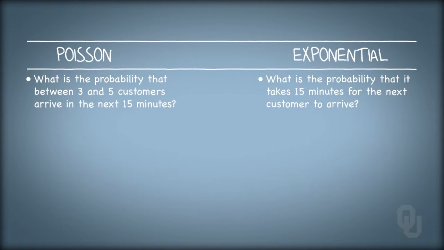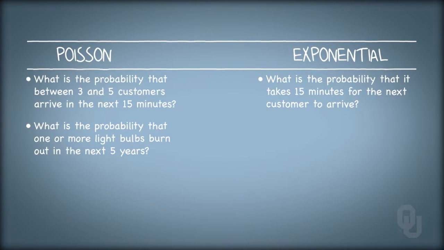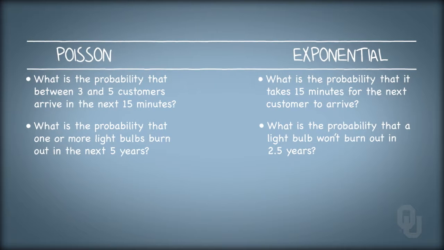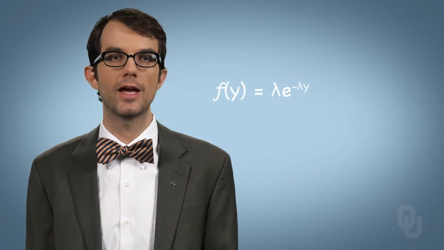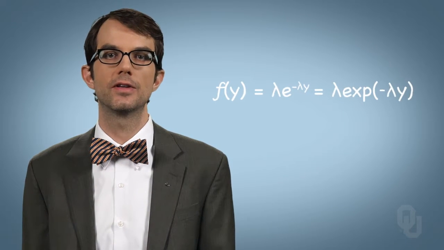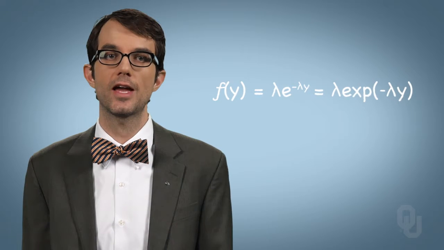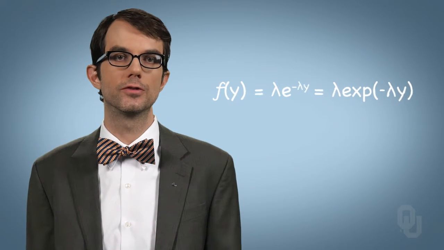A Poisson distributed random variable might help us answer, what is the probability that 1 or more light bulbs burn out in the next 5 years? Whereas an exponentially distributed random variable might help us answer, what is the probability that a light bulb won't burn out in 2.5 years? The exponential PDF is f of y equals lambda times e to the minus lambda times y, where lambda is the same rate of occurrence from the Poisson distribution.